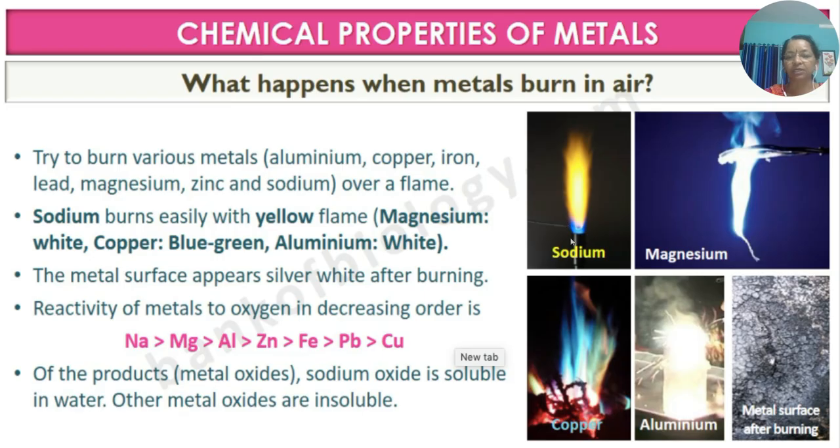See, sodium metal burns with a vigorous flame, magnesium with a dazzling white flame, potassium with a yellow flame, copper with a blue flame, aluminum with a bright white flame. So these metals burn in air, but sodium burns easily. Magnesium burns easily, but not as easily as sodium. So the ability to catch fire varies according to the reactivity.